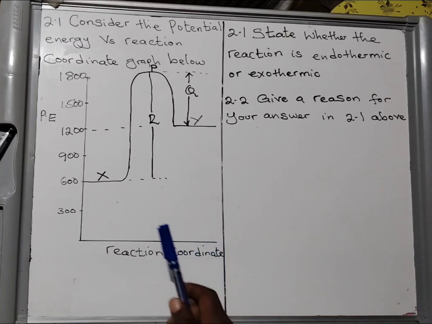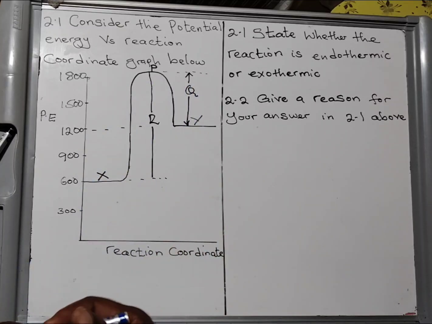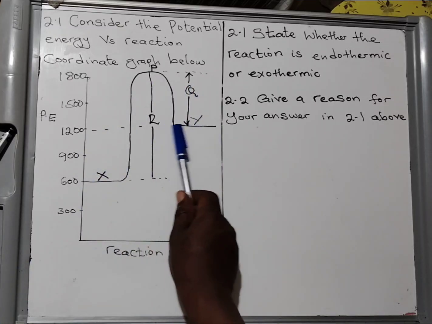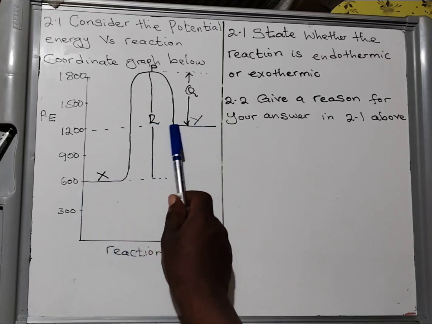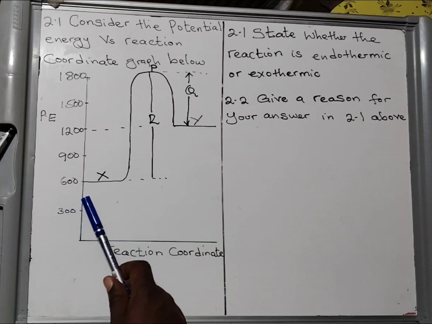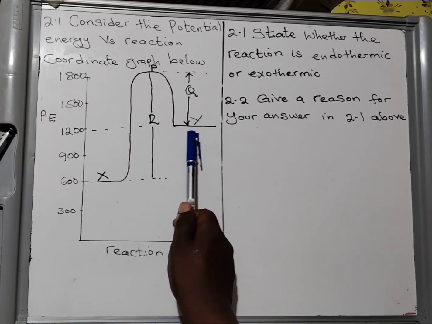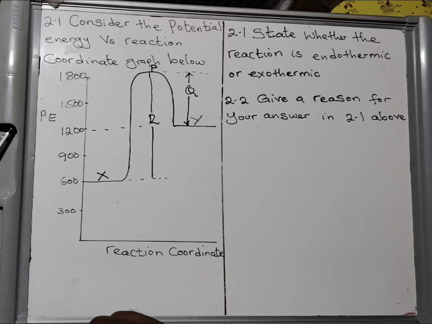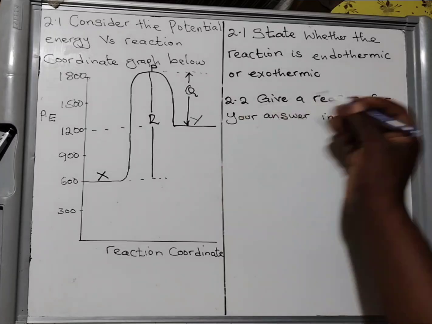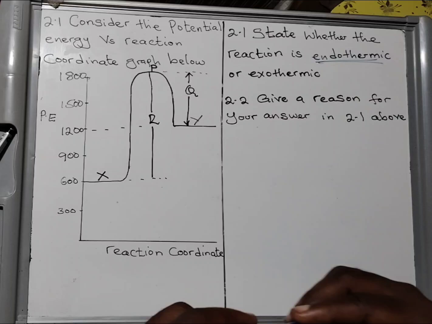How do you tell whether the reaction is endothermic or exothermic? You tell by the levels of the reactants, which we call the potential energies. If the product is having a higher potential energy than the reactant, then the reaction is endothermic. So that's the case, and we say it's endothermic.